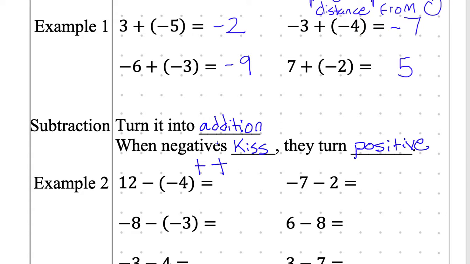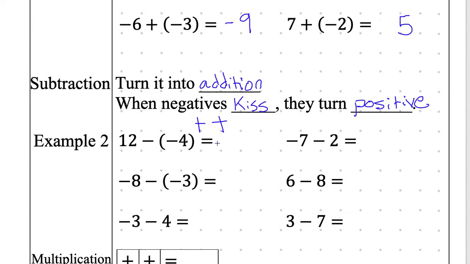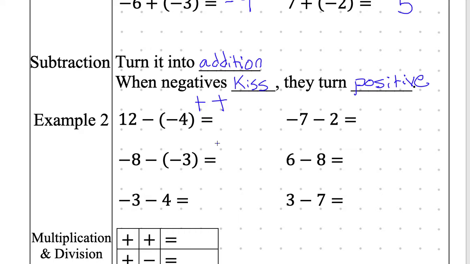And if you want to know why, I can explain it later, but for now, we're just going to say that's our rule. All right, so let's try this out. Example number 2. I'm going to do the first 2, and then I want to see how you can do the rest. So, what rule am I using first?